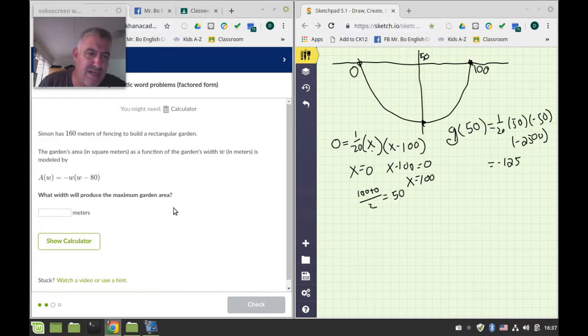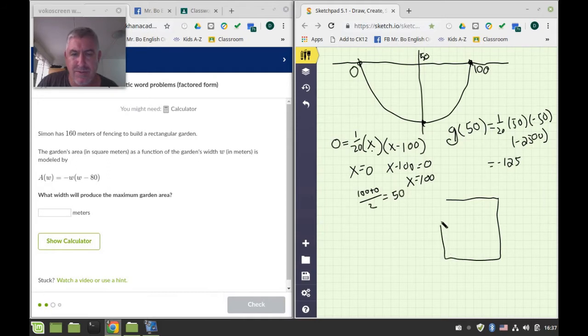Alright, we're going to do one more together. Simon has 160 meters of fencing to build a rectangular garden. So he's going to build a garden, and the garden is going to have a fence, and the fence is 160 meters long. So what do I know? I know the perimeter all the way around is 160 meters.